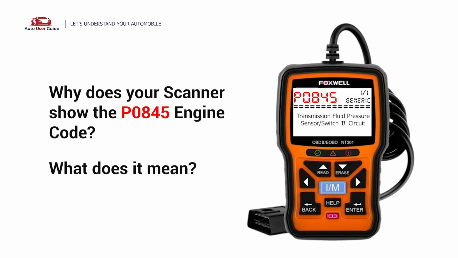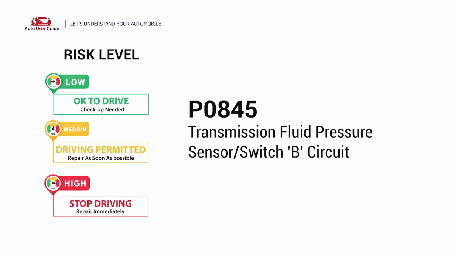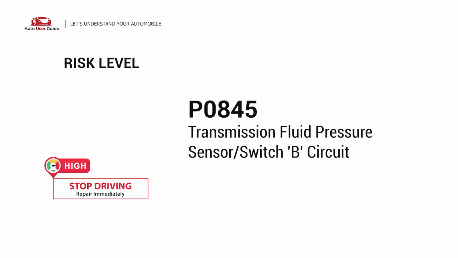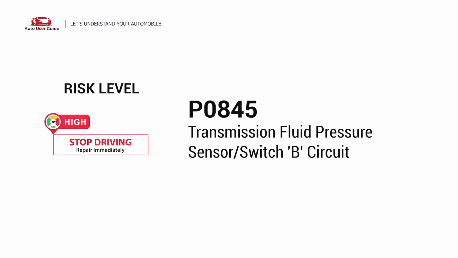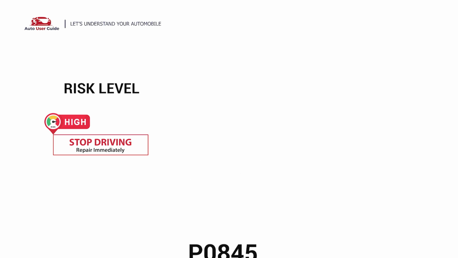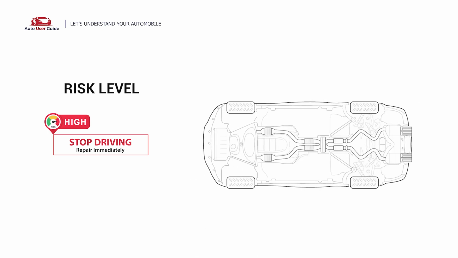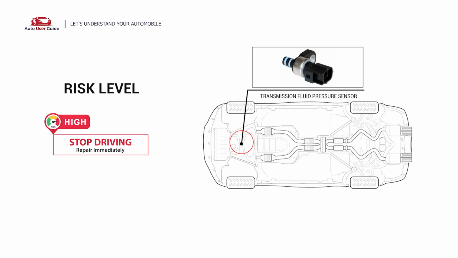Why does your scanner show the P0845 engine code? What does it mean? P0845 is a diagnostic trouble code for transmission fluid pressure sensor or switch B circuit. It indicates the PCM or ECM has detected an issue with the electrical signal from this sensor. Under this circumstance, stop driving and repair your vehicle immediately.